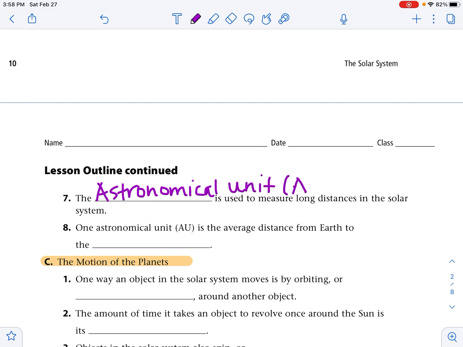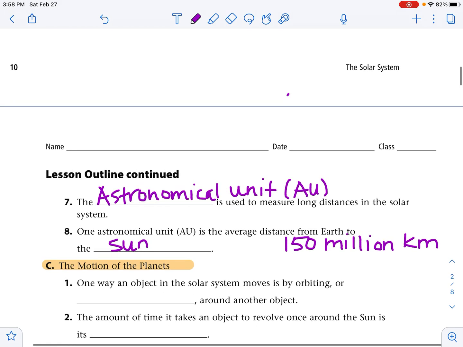And that's capital A, capital U. 1 astronomical unit is the average distance from Earth to the sun, and that is approximately 150 million kilometers. Okay. All right, we see that we are at our next section.